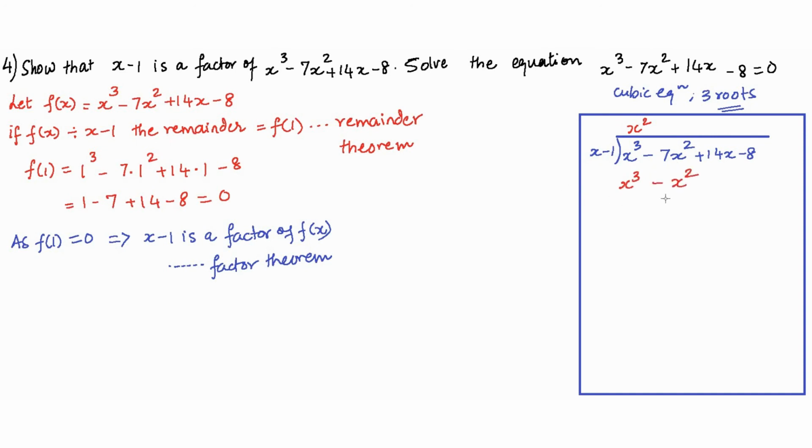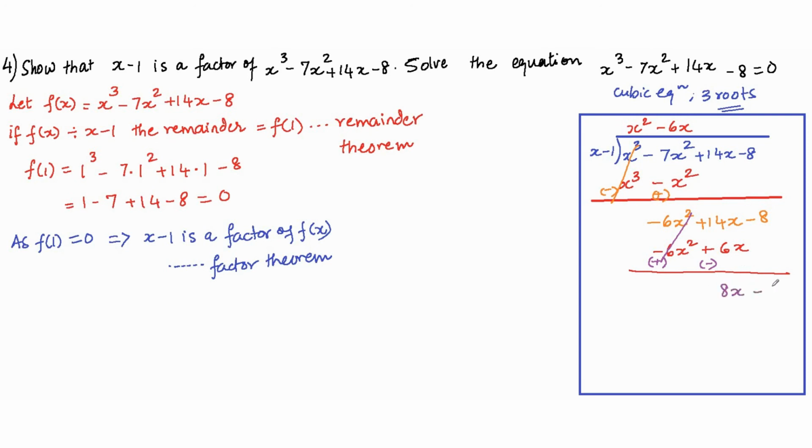Let us now subtract. So on subtraction, when I subtract, it becomes negative and this becomes positive. x cube minus x cube is 0. Negative 7x square positive x square is negative 6x square plus 14x negative 8. Now x multiplied by minus 6x becomes minus 6x square, and minus 1 multiplied by 6x becomes positive 6x. Again, I have to shift the signs. So this becomes positive and this becomes negative. So negative 6x square positive 6x square is 0, and 14x minus 6x is 8x minus 8.